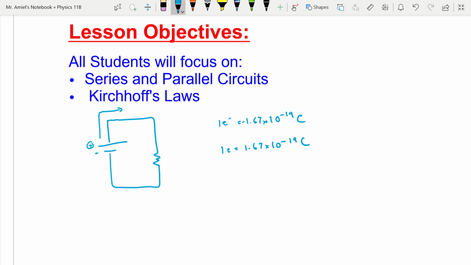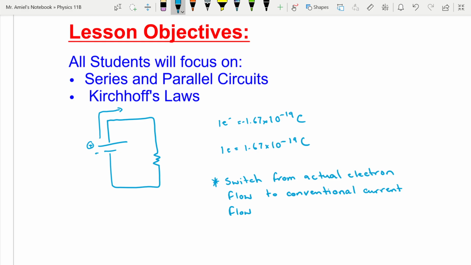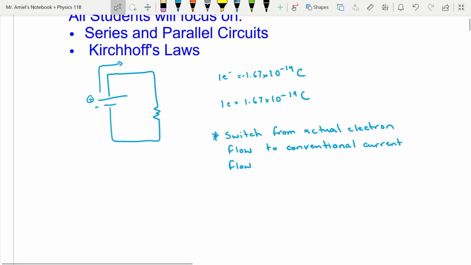Okay? So again, at this point, we're going to switch from the actual electron flow to conventional current flow. And remember, we said that conventional current flow is where we're thinking of it in terms of positive charges moving from the positive to the negative terminal.